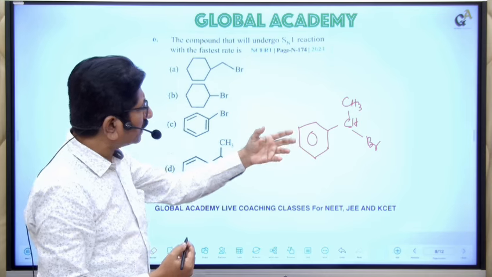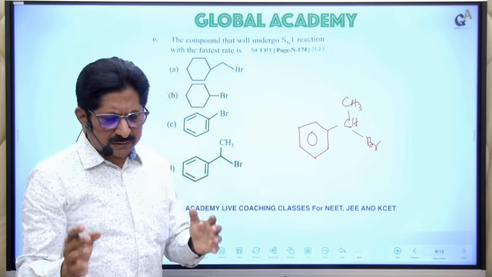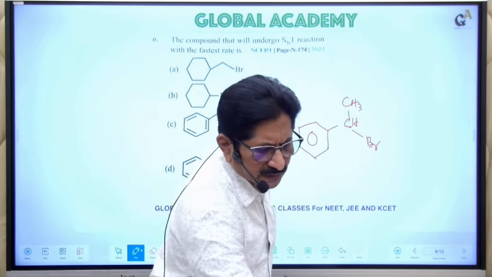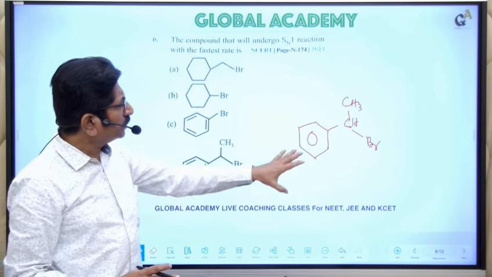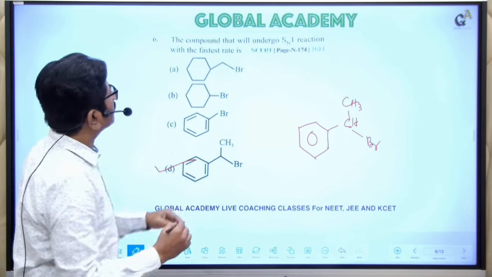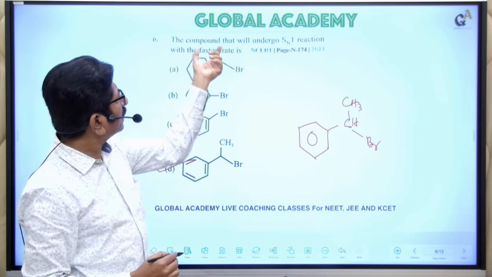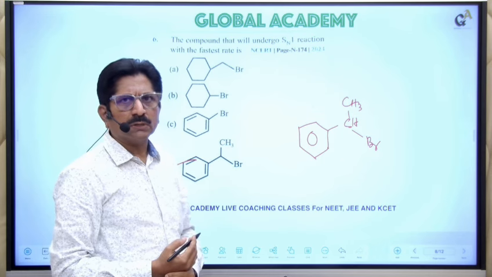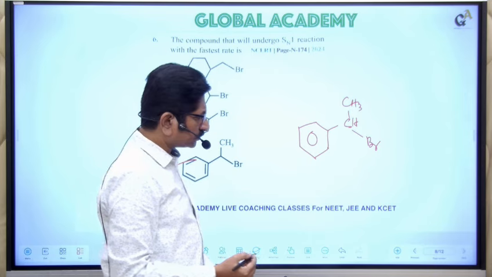Not only that, it also undergoes resonance, which adds to the stability, and because of that reason we can say that the answer D is the correct answer. This is the compound which undergoes the fastest SN1 reaction.